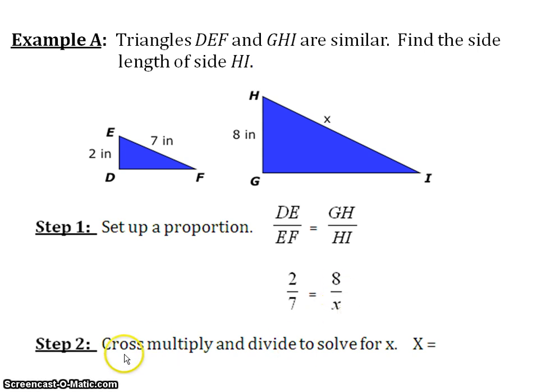To solve for that, we're going to cross multiply and then divide. If you look at this proportion, the only two numbers that are crisscross from each other are 7 and 8. Those are the numbers that we're going to multiply, and we're going to divide by the 2. So 7 times 8 divided by 2. Please calculate that and then write down your answer for X.